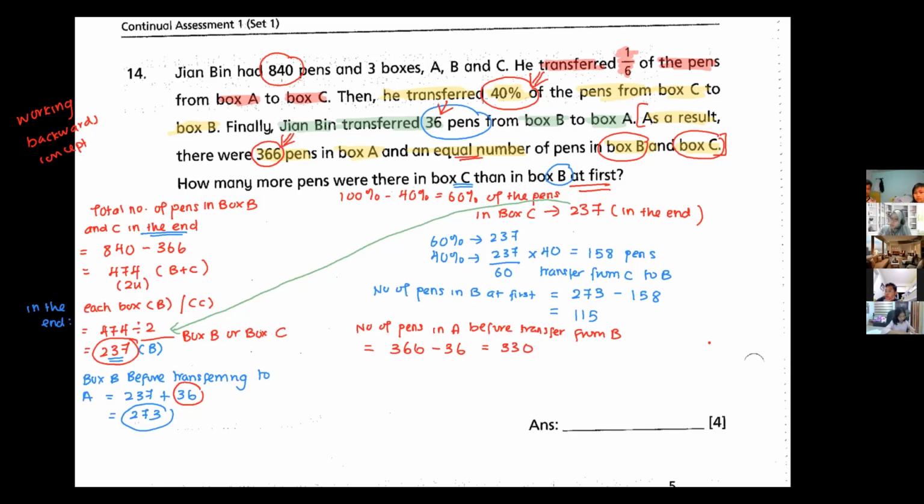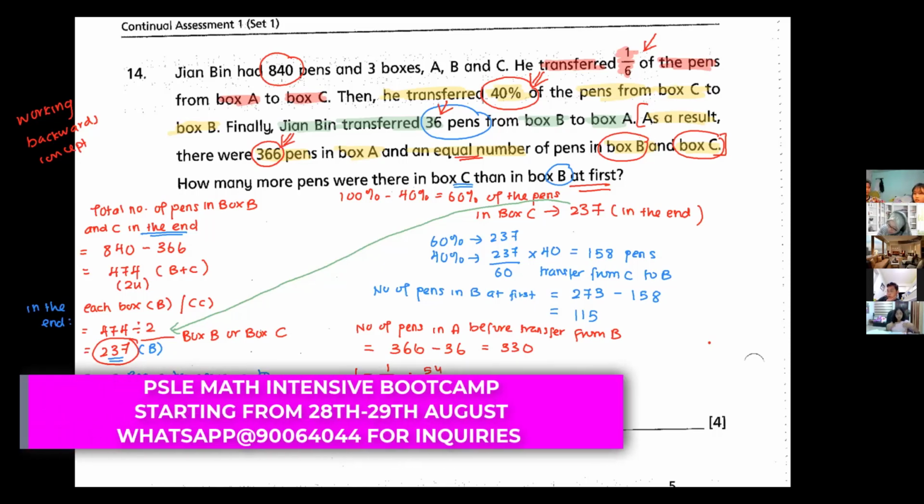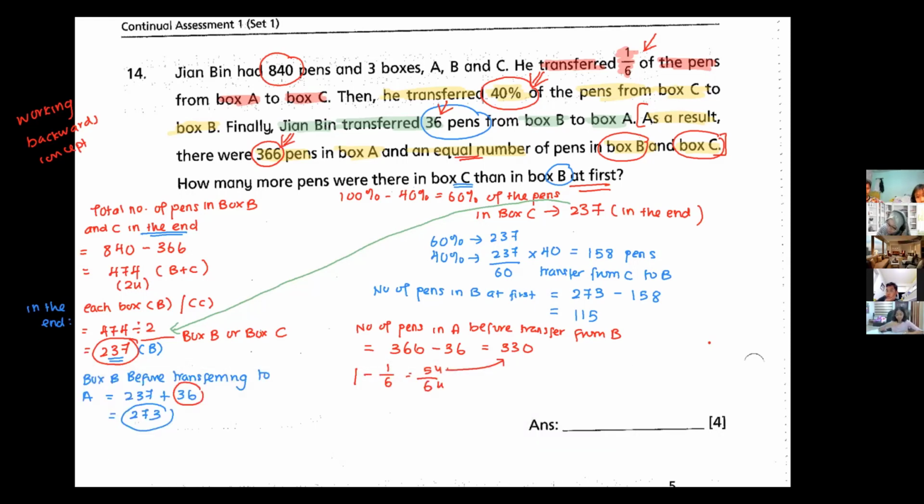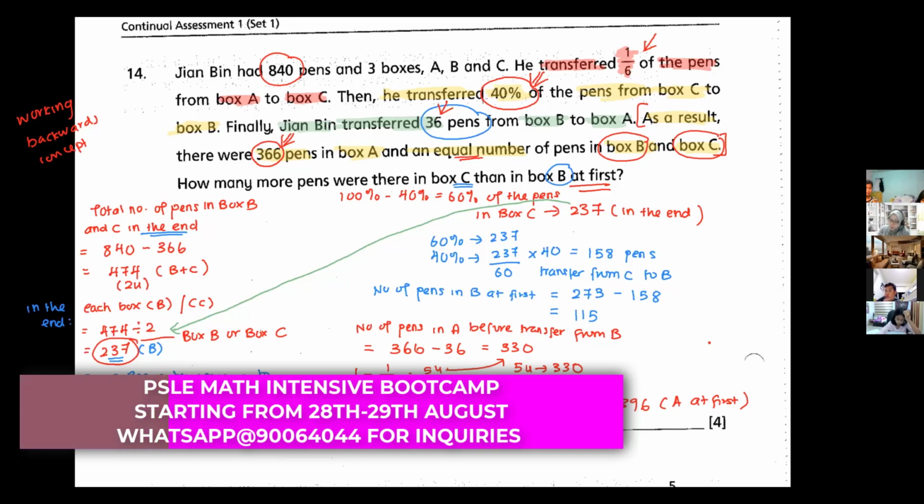Now this 330 is actually, you see he transferred 1/6 of the pens, so you take 1 whole minus 1/6. I have 5/6, 5 units, which means this 5 units is 330. So 5 units is 330, 1 unit is 66. I find 6 units: 66 times 6 equals 396. This is A at first. But do I want A? I don't want A. I want C.